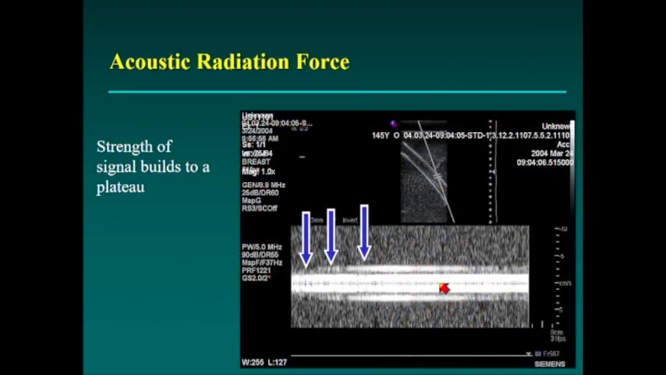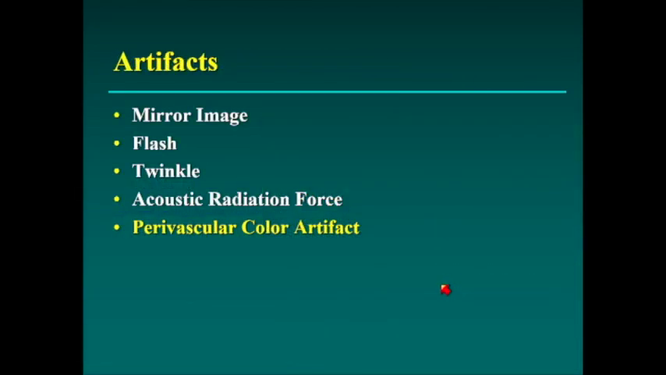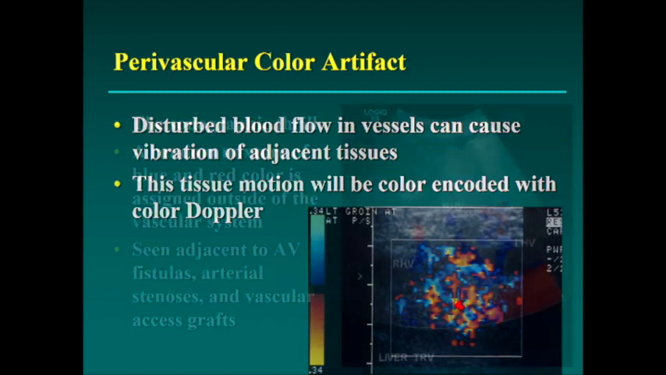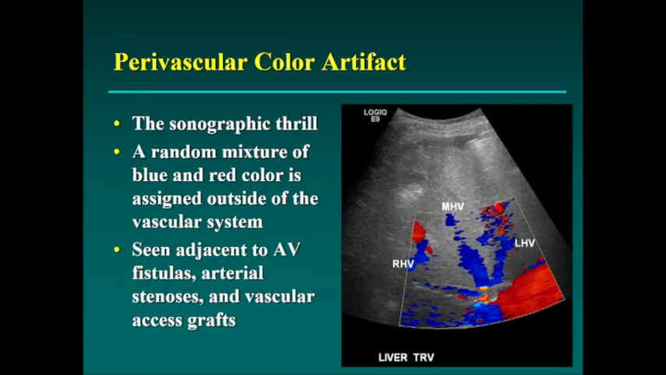All right. And then perivascular color artifact just merely indicates that any motion is going to be color encoded. So things where the soft tissue is vibrating will be color encoded and can identify areas where there's an abnormality like a fistula. So here's a fistula here. And so this perivascular color artifact is sort of the sonographic thrill.